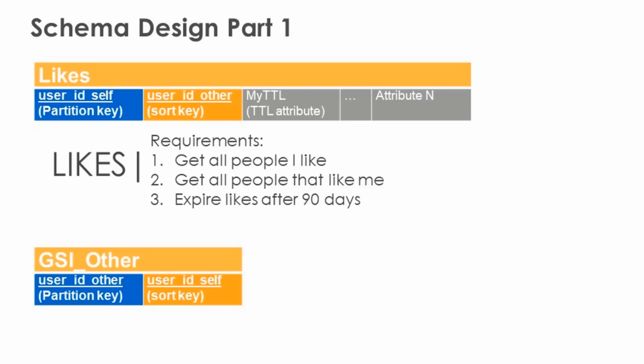So here's the query. We need to get all the people that I like. We need to get all the people that like me. And we need to expire data after 30 days. Now, the last one's easy. We're just going to add the myTTL attribute.